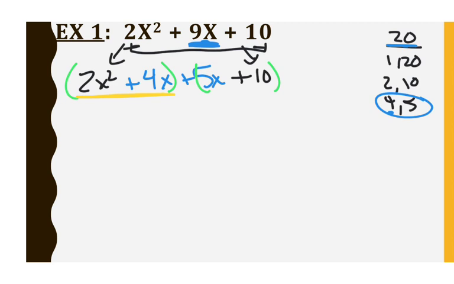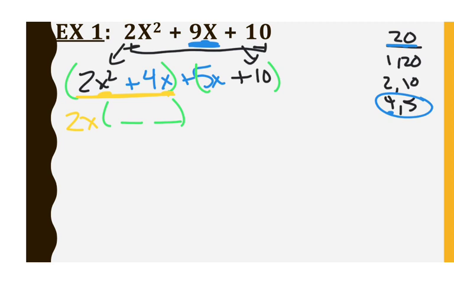So you're going to start with your numbers. The biggest number that goes into both 2 and 4 is 2. Then you're going to say they both have x's. So I'm going to take the smallest x out, which is plain x. But now I still have to have something inside this parentheses. I had 2 terms, so I'm going to have 2 blanks.